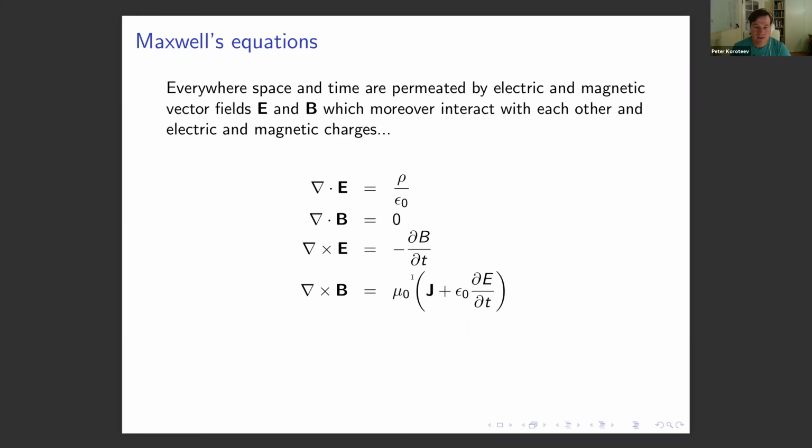And in this case, you see those equations are written in the so-called SI system, where the coefficients, these constants epsilon 0 and mu 0. Some of you probably know that in the CGS system, those coefficients are equal to 1, and equations look a bit simpler. The second equation shows you that there are no magnetic charges, so the divergence of the magnetic field is equal to 0.